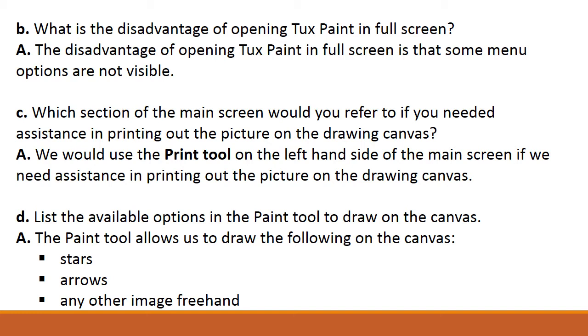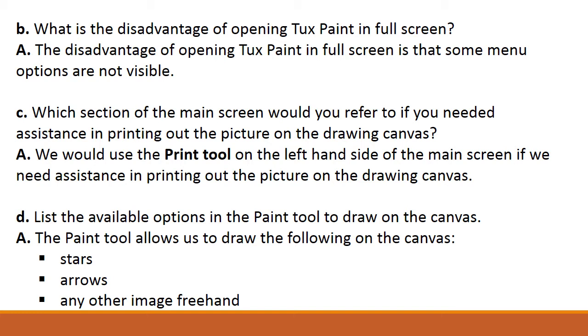Part C. Which section of the main screen would you refer to if you needed assistance in printing out the pictures on the drawing canvas? And the answer is: we would use the print tool on the left hand side of the main screen if we need assistance in printing out the pictures on the drawing canvas.